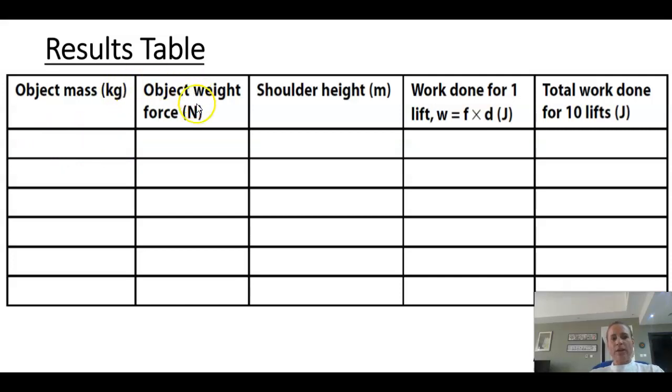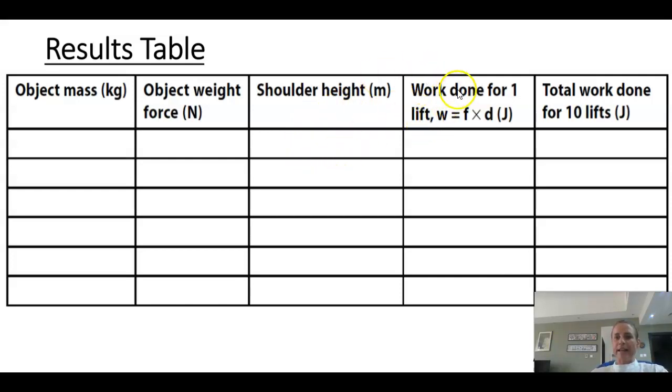Then you are going to calculate the weight. So from the mass to the weight, you should know how to do that, but you need to multiply by the force of gravity. Then you're going to write down your shoulder height, converting that into meters. I'm pretty sure all of you will be 1 point something meters. Some of you more than others.